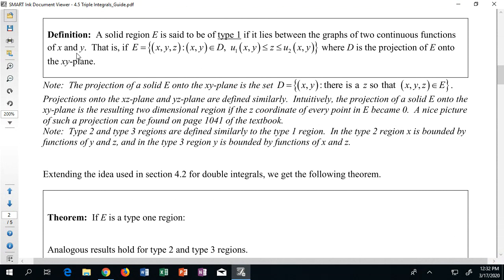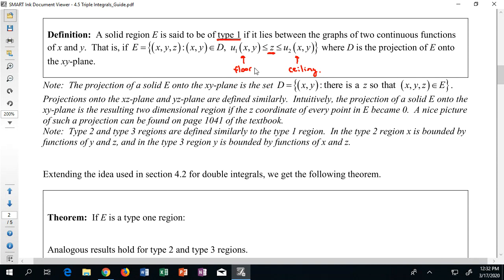So a type 1 region corresponds to z being bounded. Again, I have some function that is acting as a floor, and I have some other function that's acting as a ceiling. And again, these are landscapes that are going to be capping off this region. So we're going to be thinking about that. And intuitively, we could imagine defining a type 2 region and a type 3 region as ones with side walls or front and back walls. Okay, that's what the note down here talks about, and we'll deal with some of that in just a moment.